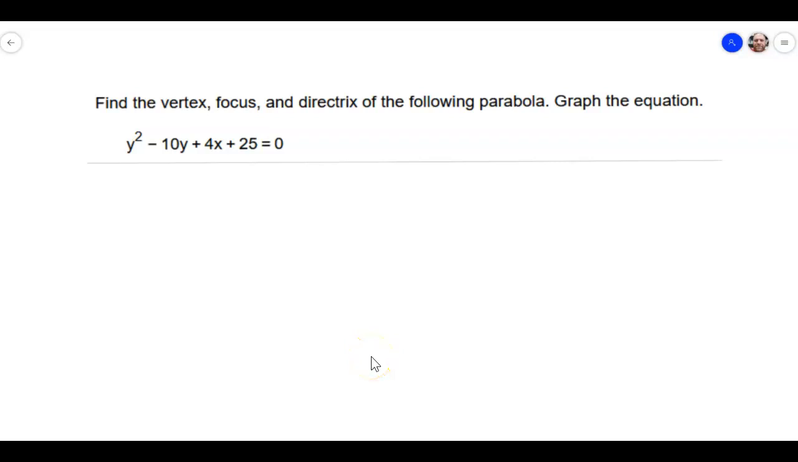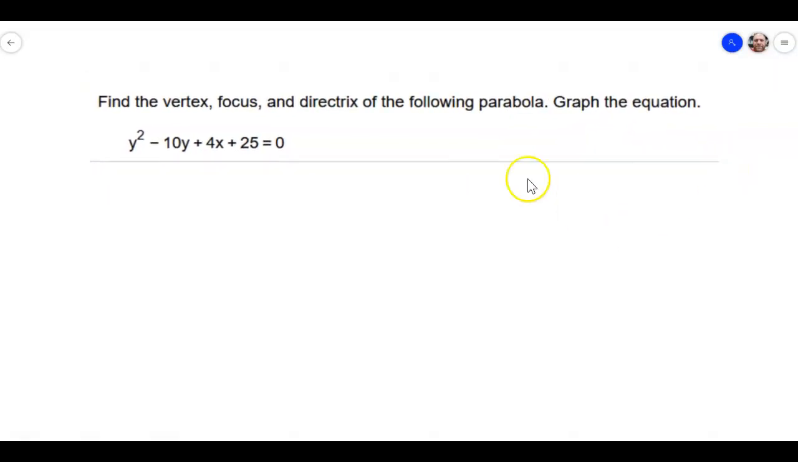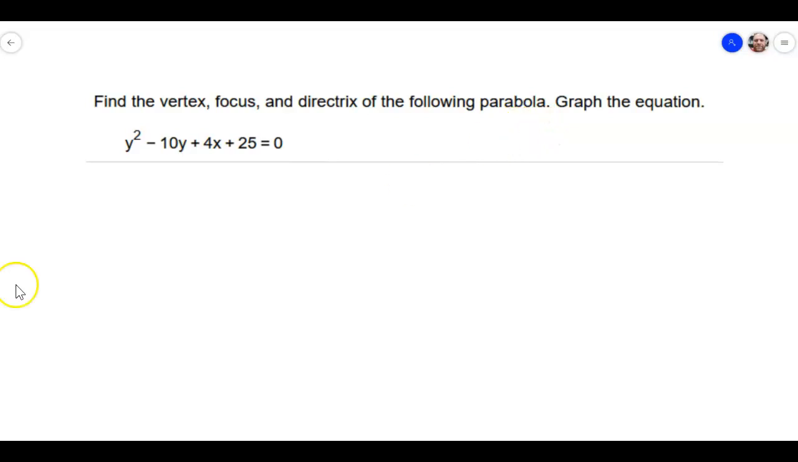Hey everybody, this is Mr. Beckstrom, and today I want to take a look at an example from section 10.2. This is on parabolas, and it says find the vertex, focus, and directrix of the following parabola.